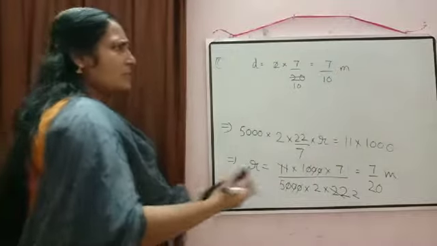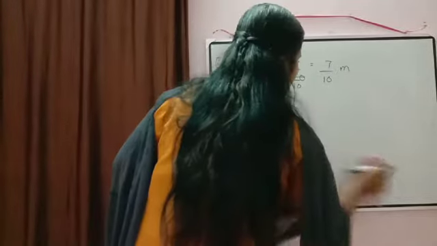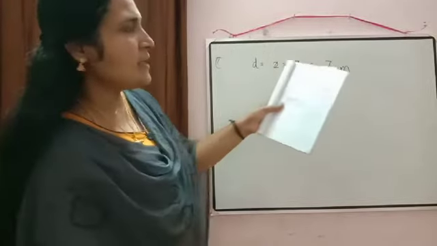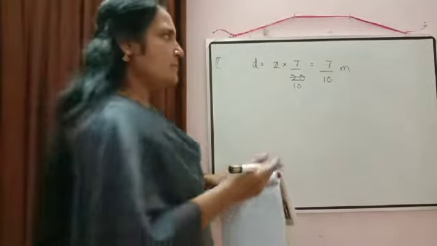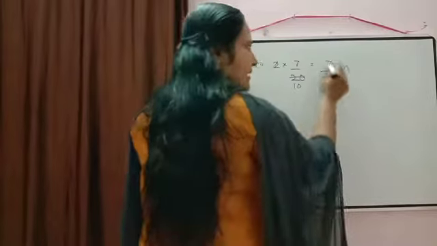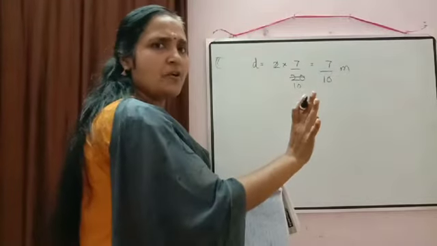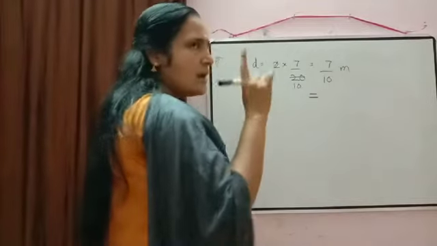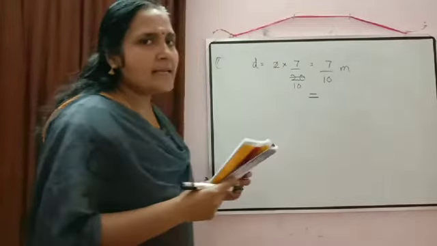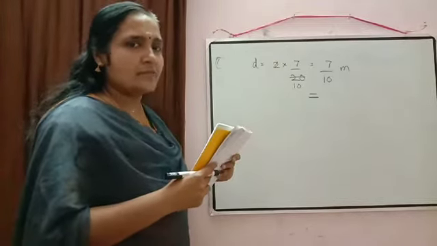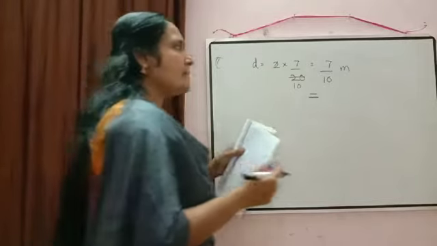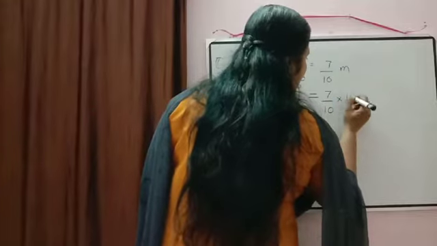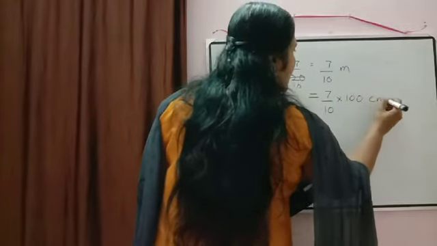In some books you can check the answer is different. Why is it different? Because they converted meter into centimeter again. So if you want you can convert. Otherwise if you leave it till here, no problem. If you want to convert into centimeter, 1 meter is equal to how many centimeter? Yes, 1 meter is equal to 100 centimeter. So 7 by 10 meter will be equal to 7 by 10 into 100 centimeter.